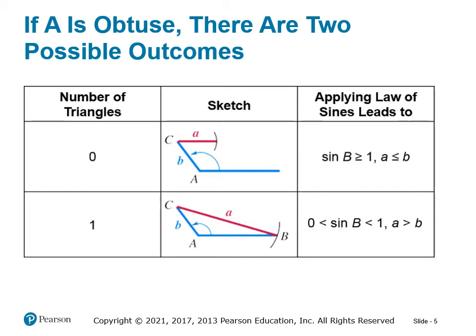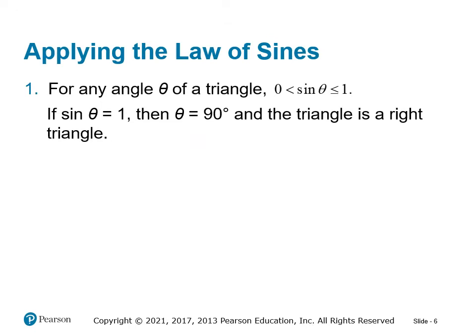If that angle A is obtuse that we find, then there's only two possible outcomes. Either we have one triangle or no triangles. And again, when we're talking about angle A, we're just talking about whatever angle we solve for. If that angle is obtuse, then of course we cannot have a second angle A. All right.